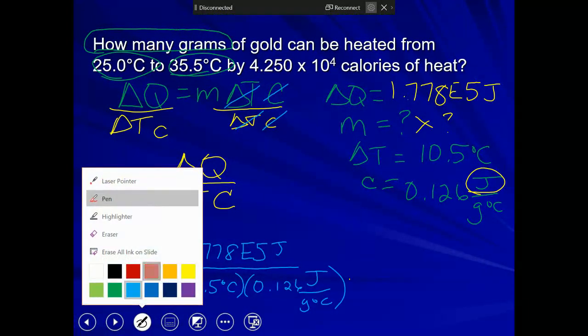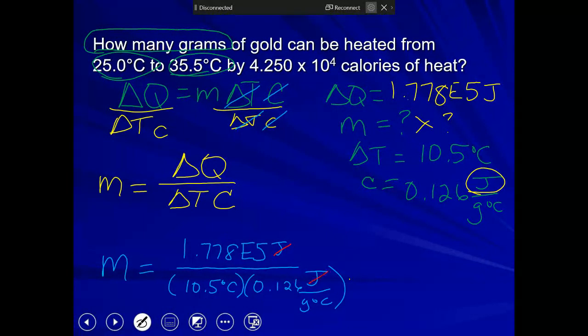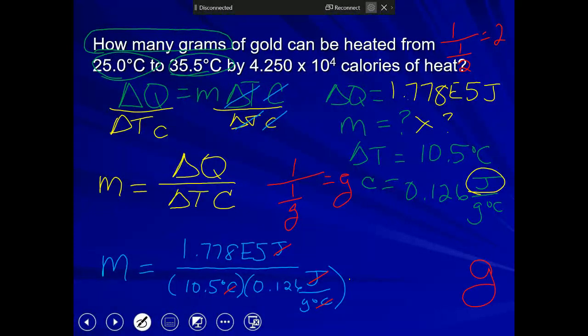Okay. Now let's examine these units carefully. The joules will divide out, and the degrees Celsius will divide out. And I'm left with, for my units, 1 over grams. This is just the same as if you had 1 over 1/2. If you simplified that, you would invert and multiply and get 2. You would invert the bottom fraction and multiply. So same thing here. This is the same as grams. So our unit on our answer is going to be grams.